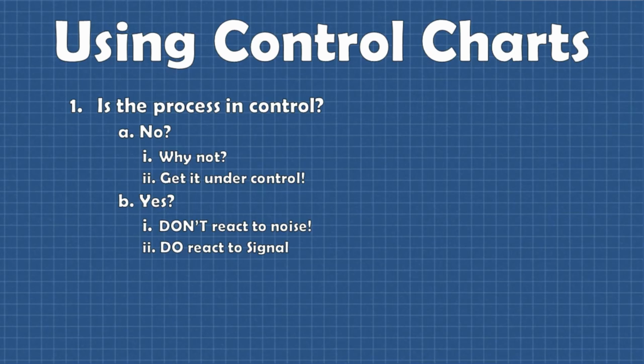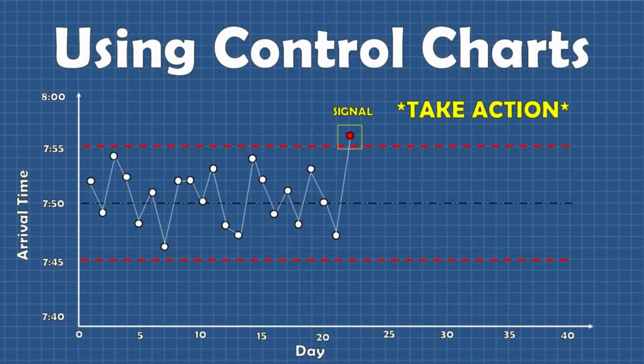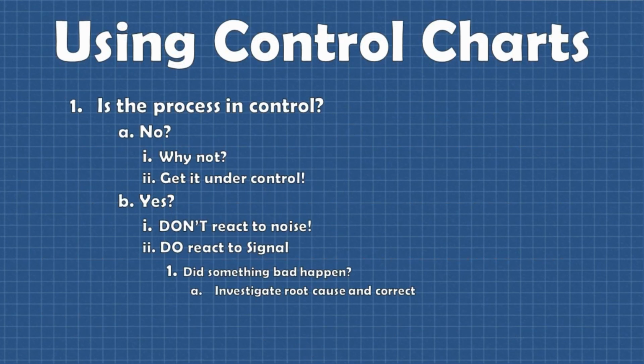On the other hand, we do want to react to the signals because if there is a signal, that means that there is an assignable cause behind it that is more than just normal variation. Signals tell us when to take action. Signals either tell us something good happened or something bad happened. In the cases where we don't want the process to move, if we see a signal, that means something bad happened. In these cases, we should investigate the root cause and try to correct them.